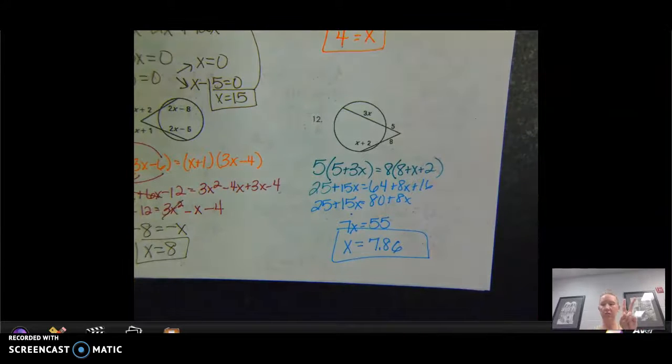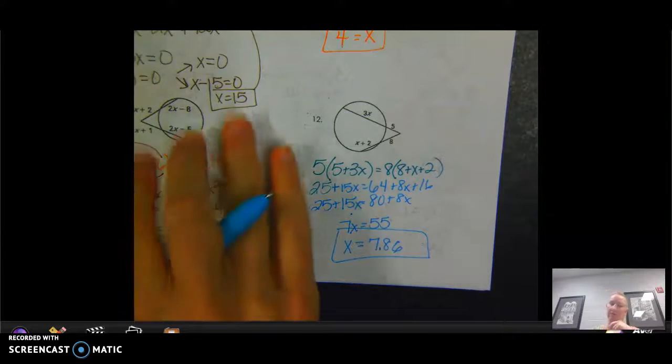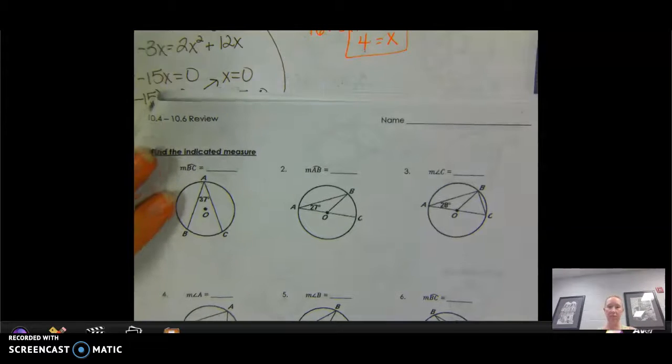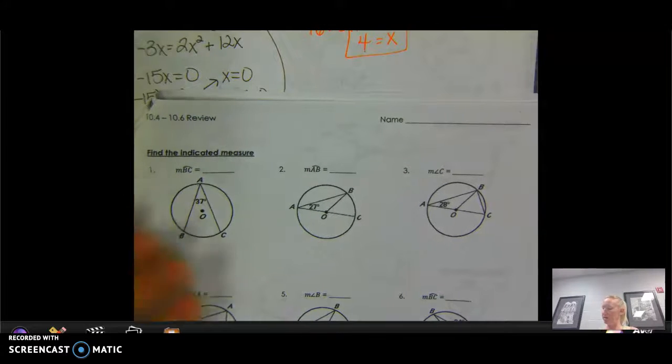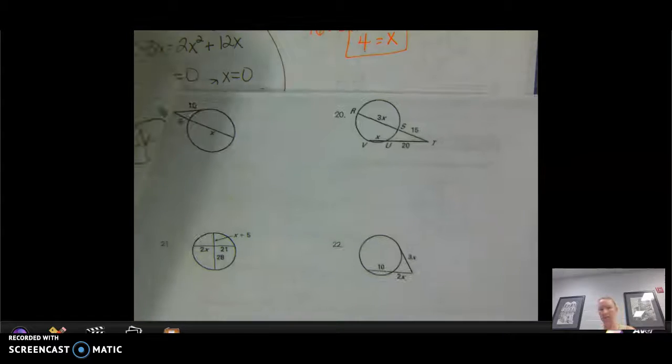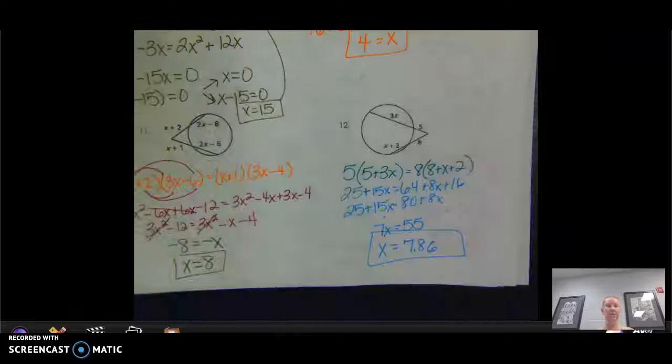Okay, 2 things. There's going to be a homework assignment over this section, and then I also would like for you to do this 10.4 through 10.6 review. It is, I think, 3 pages, front, back, front. And then put in the selected answers into Schoology.